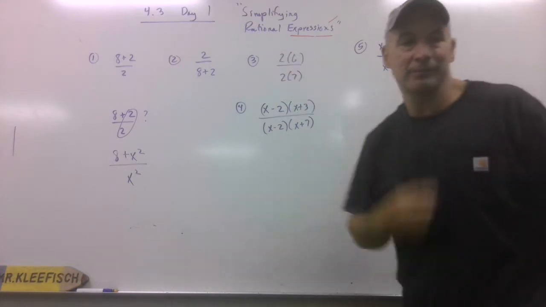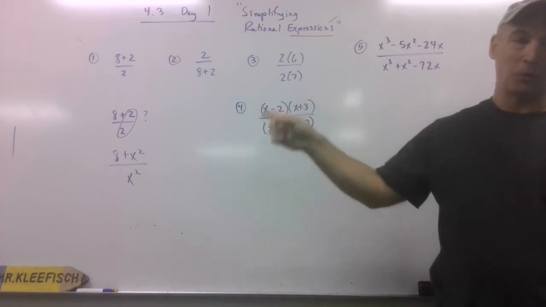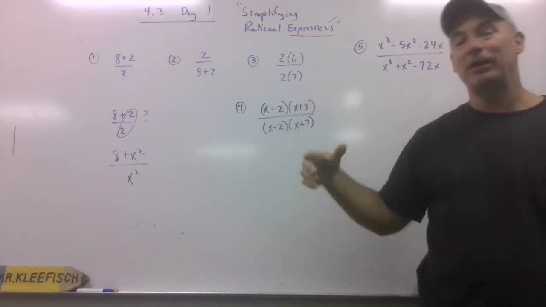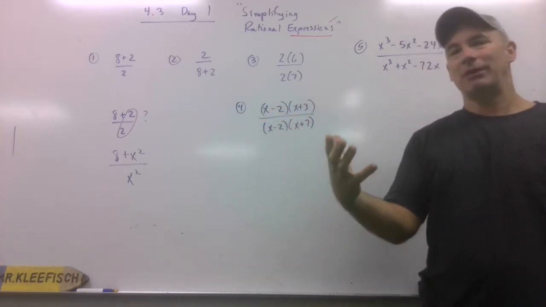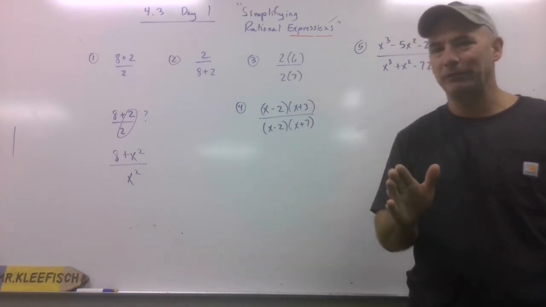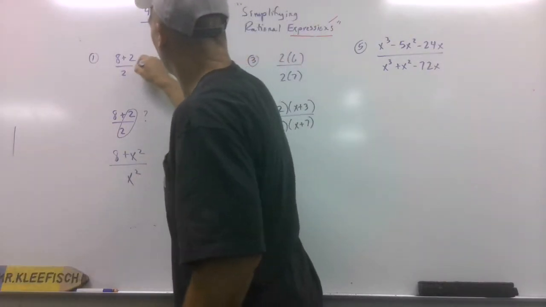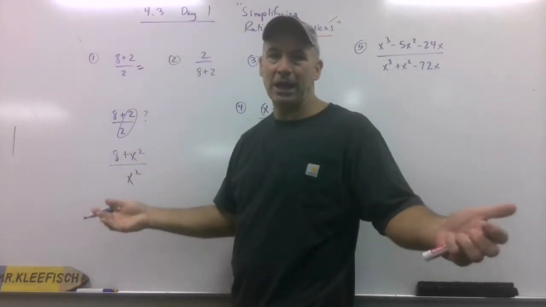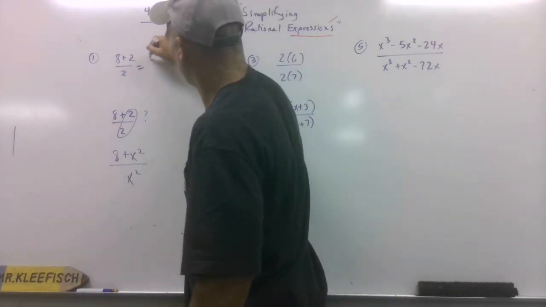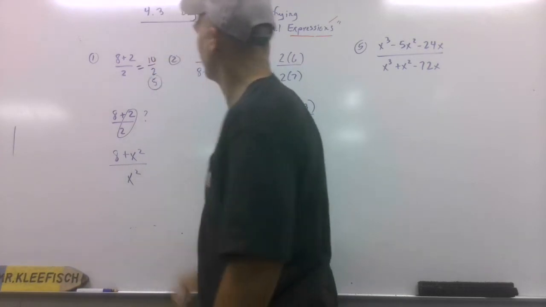Number one, looks awfully simple, but you got to know your homework's not going to look like that. I'm just trying to develop a foundation so that you know what to do and what not to do. That's the whole point of this pre-lesson. So let's experiment. 8 plus 2 over 2. If I said, hey guys, try it, you guys would probably go 8 plus 2 is 10 over 2, and you go, hey, that's 5.